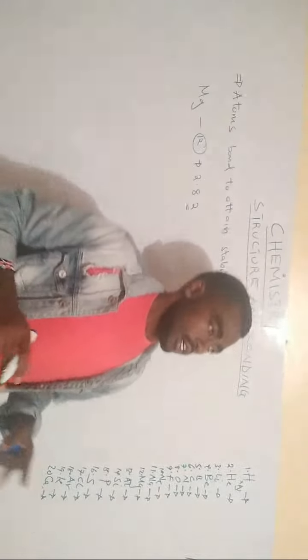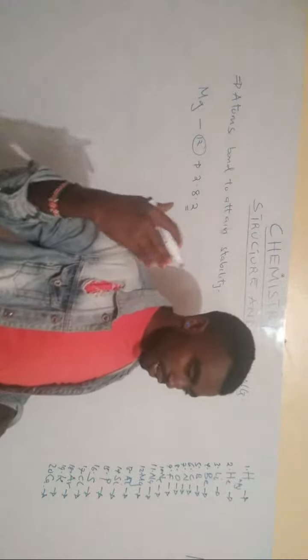I'm trying to explain the preceding topic before I get on to structure and bonding so that you can understand well, because structure and bonding borrows much from this first topic in Form 2, which is the structure of the atom and the periodic table.